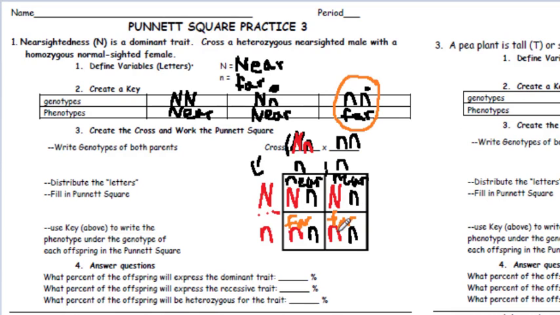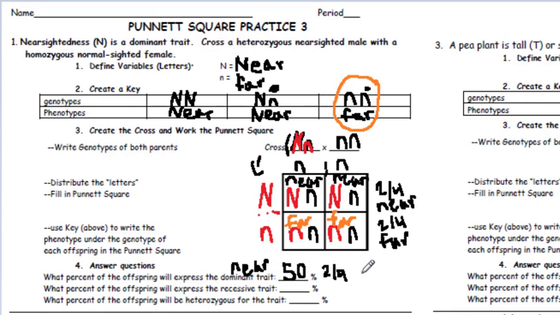Now let's do the math. So we have 2 out of 4 near, 2 out of 4 far. The dominant trait is nearsighted. So what percent of the offspring will express the dominant trait or nearsighted? 2 out of 4, which is 50%. You don't actually have to write that. That's the ratio, which it will sometimes ask you for. So we'll just write near.